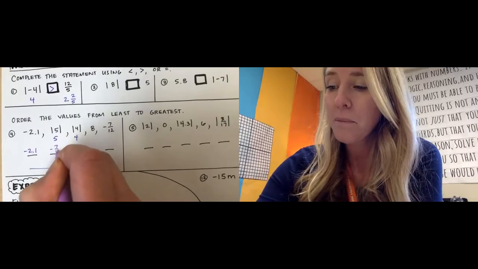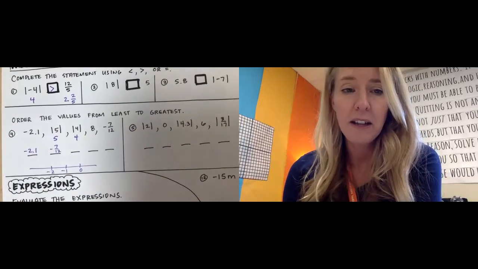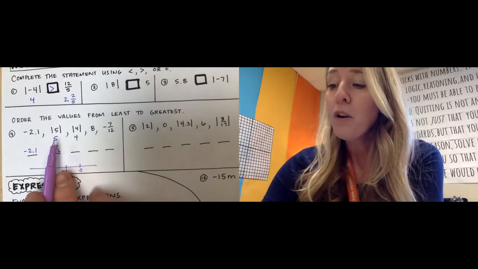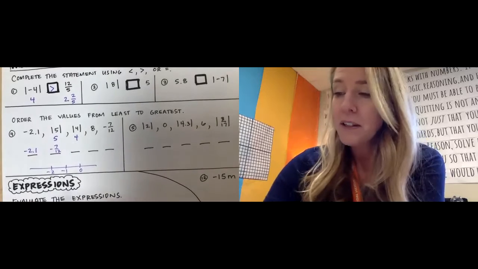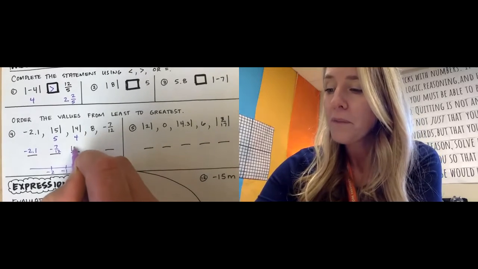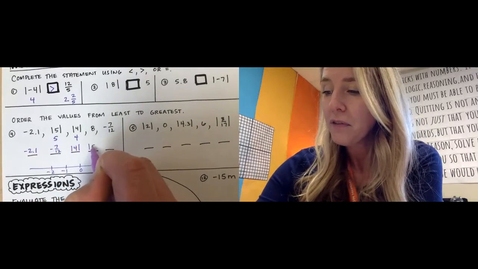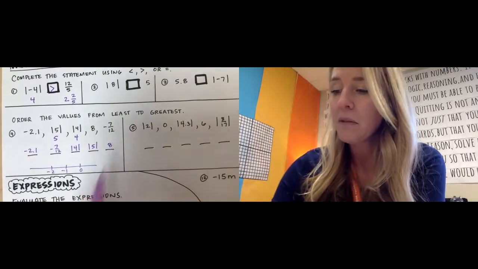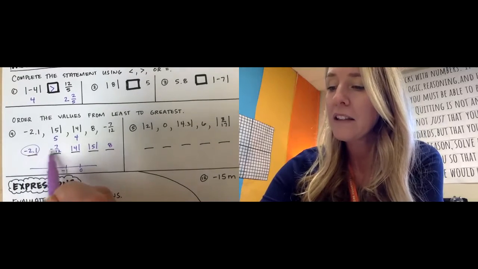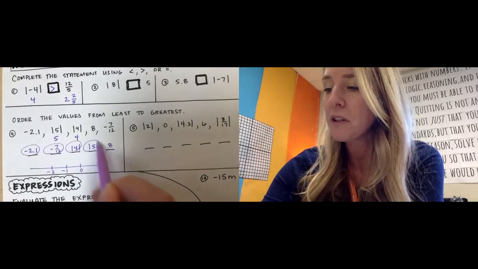So don't forget to put that back in the format they gave it to you in. Then 4, 5, and 8. So those are pretty self-explanatory. So 4, 5, and 8. Again, making sure that you put them back in the original format that they gave them to you in.